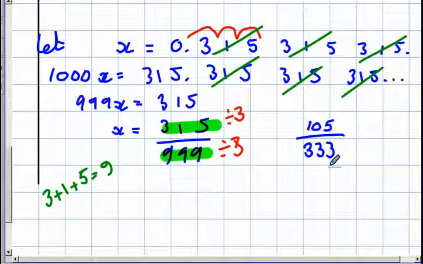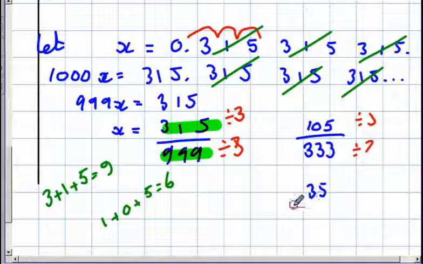Can I divide it even further? Well, I can't divide by 5, but can I divide by 3 again? So hang on. 1 add 0 add 5 is 6. Yep, that's a multiple of 3. It's in the 3 times table. So I'm going to divide again by 3 to get 35 over 111. And there you go. In some ways, the hardest bit was simplifying the fraction.